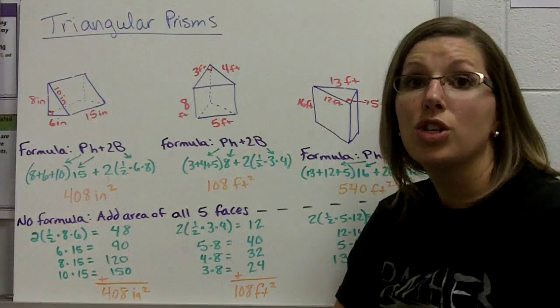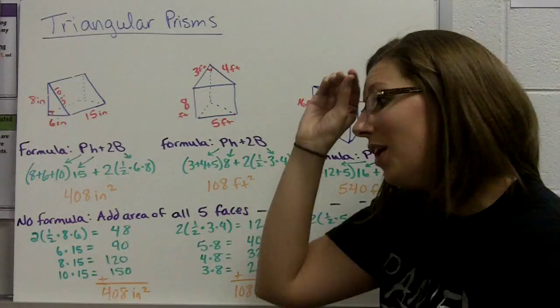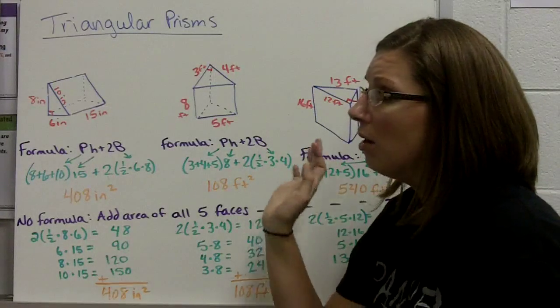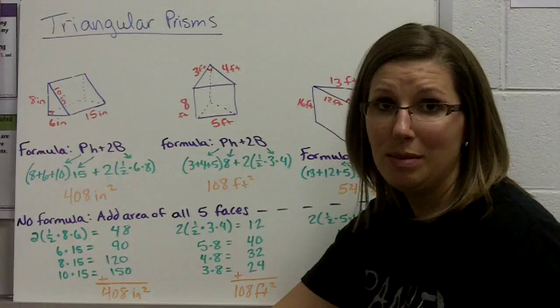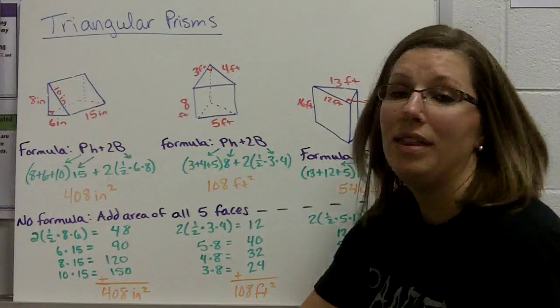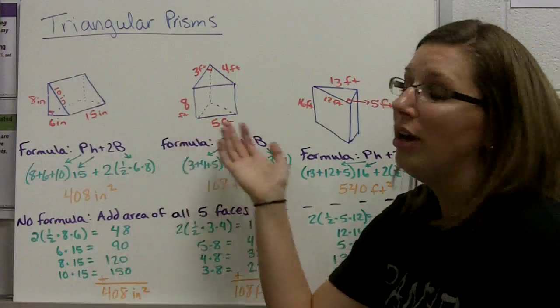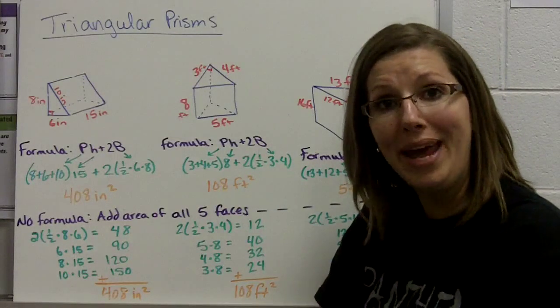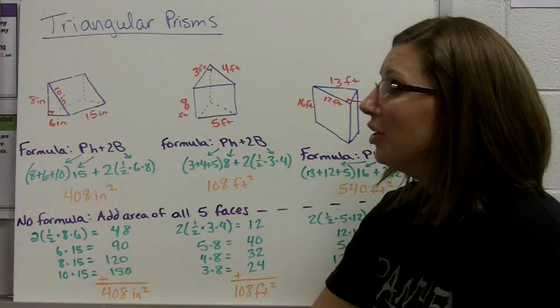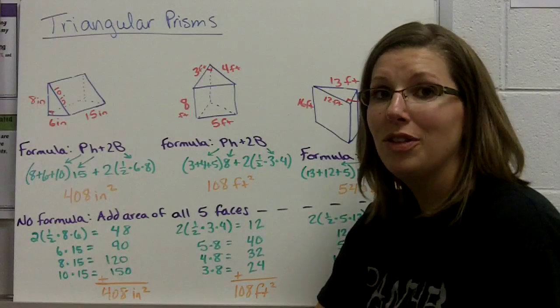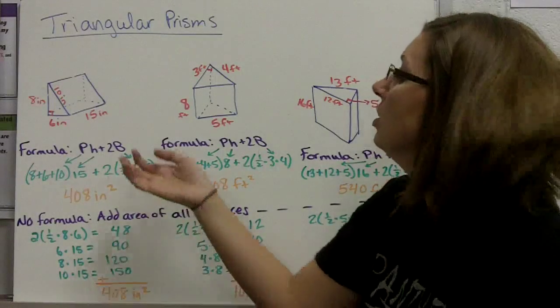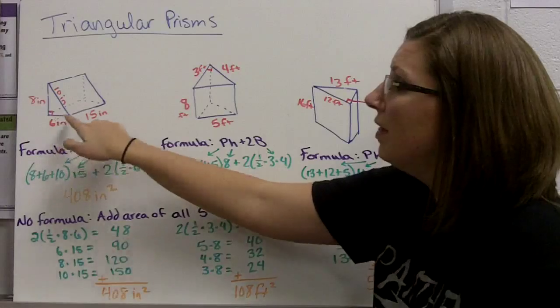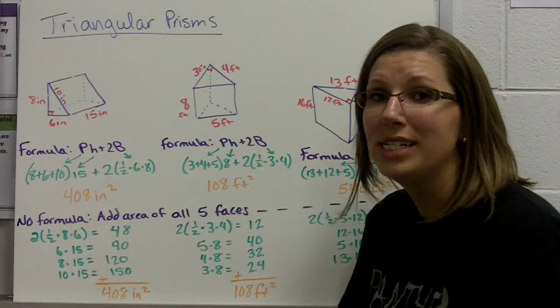Then we're moving on to our triangular prisms. Again, triangular prisms are more confusing than rectangular prisms because of the way that they're given to you. Not all triangular prisms are sitting on their base. Triangular prisms are named after their base, a triangle. So if you look at this first example, this triangular prism is not sitting on its base.